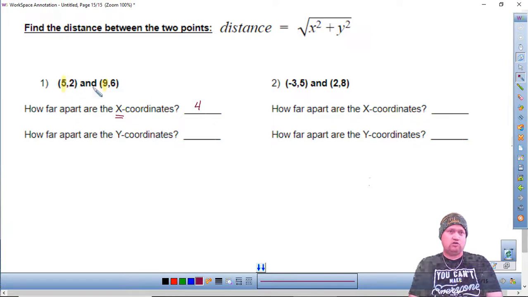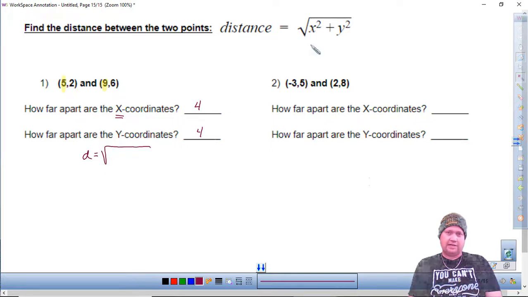And the next one is 2 and 6. Those are my y numbers, the second numbers. And I know that the distance from 2 to 6 is also 4 units. And we have what's called the distance formula. So the distance formula is going to equal the square root of x squared and y squared added up. Well, there's my x squared, and this is my y squared. And the distance equals the square root of 4 squared, which is 16, plus 16, and that's the square root of 32.